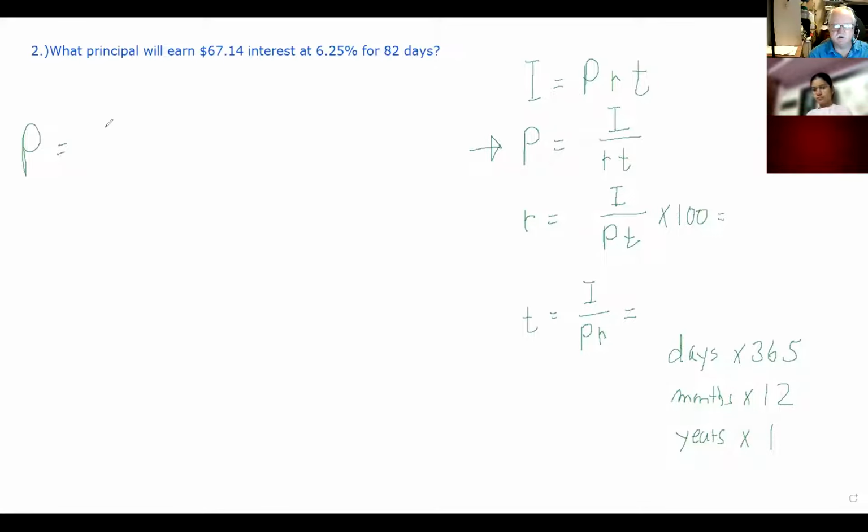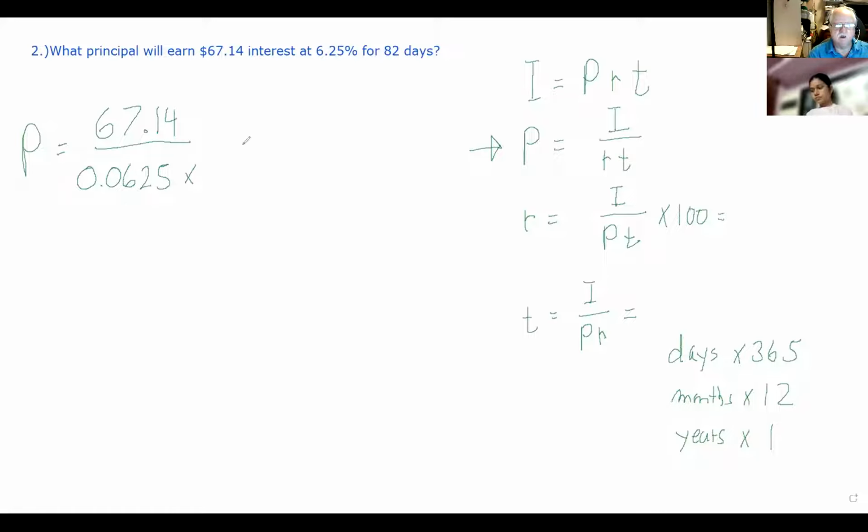So the principal equals the interest amount that they've given us, 67.14, over the rate, which we were going to translate into a decimal, 0.0625, and 82 days still has to be over 365.